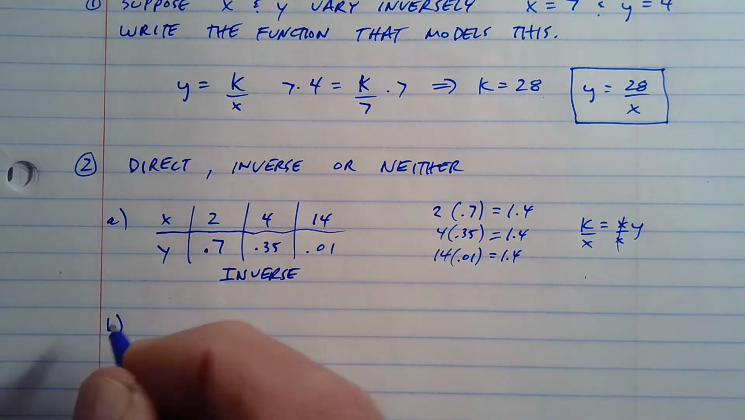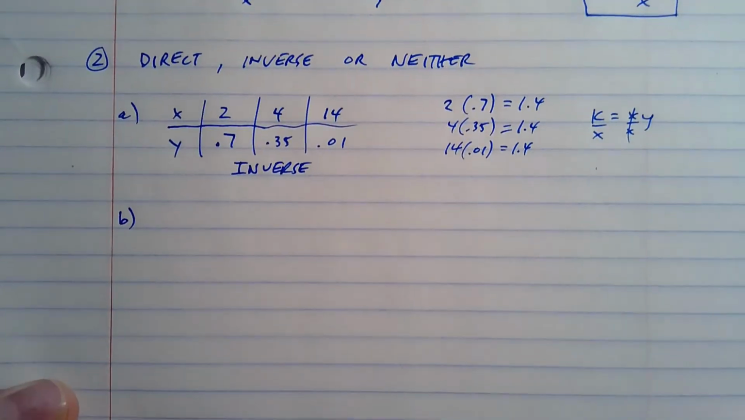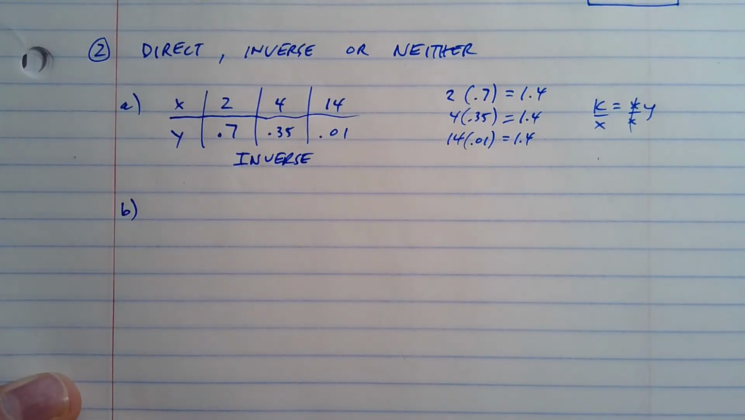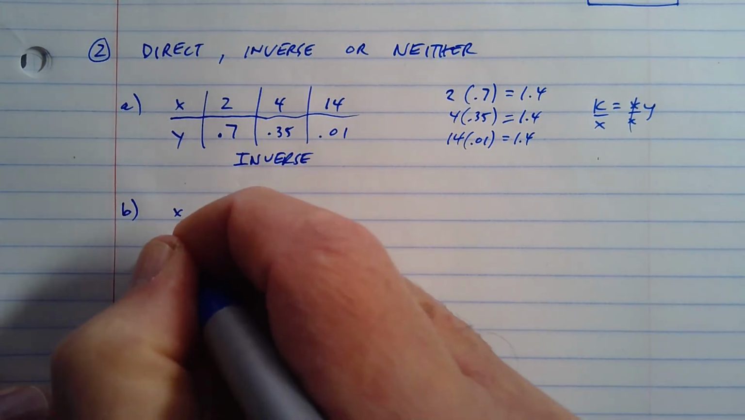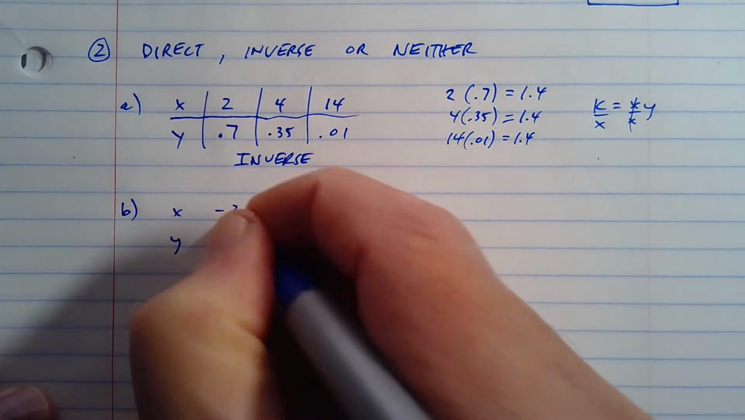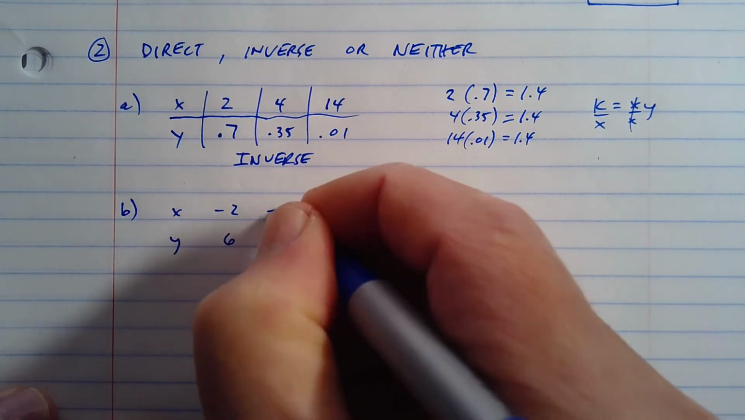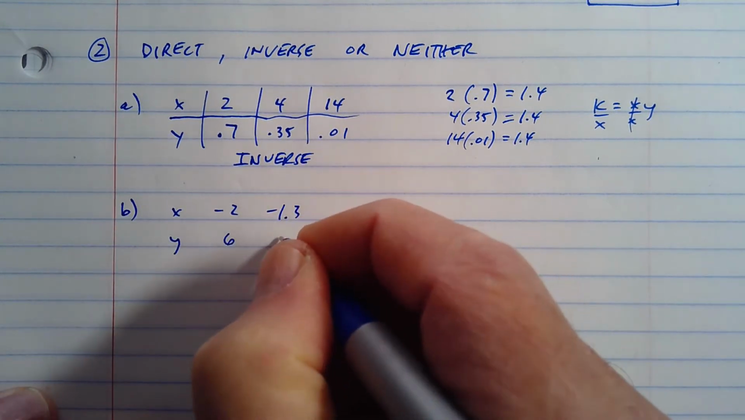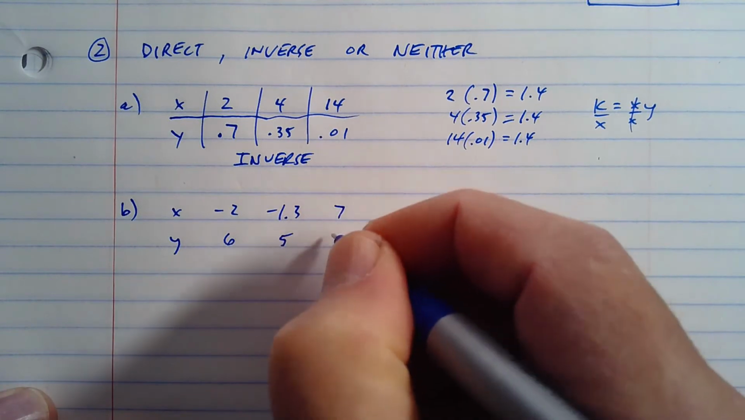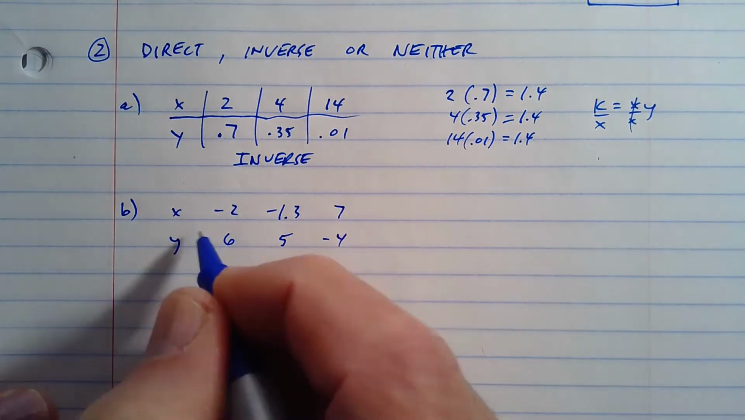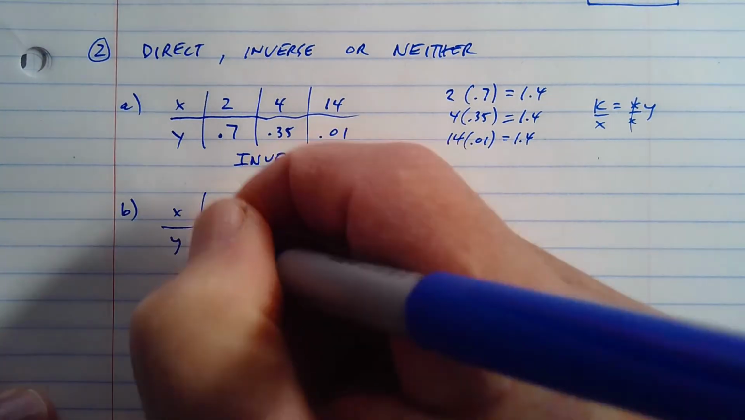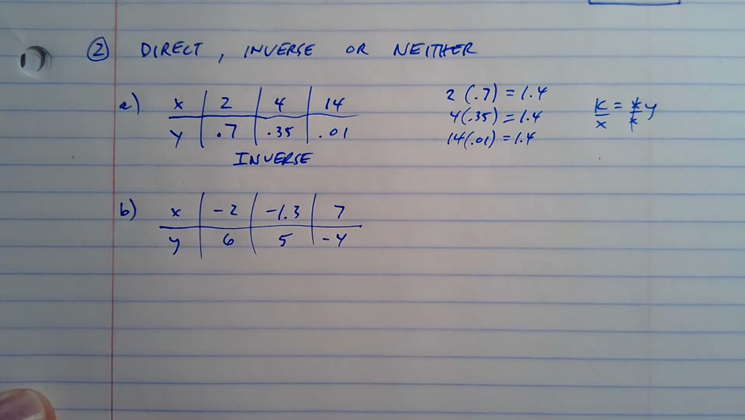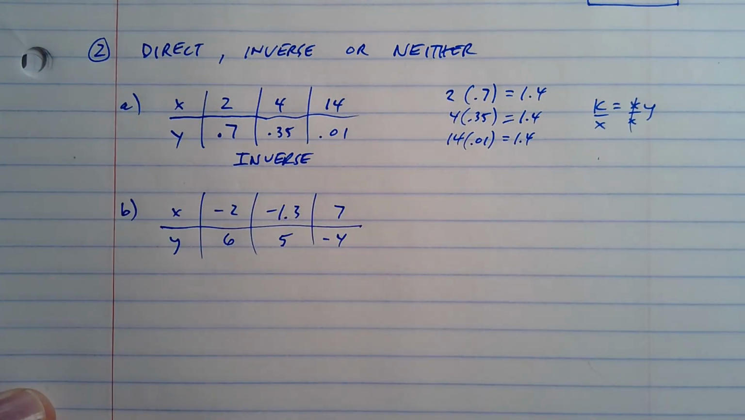All right, second one here. Get this arrow out of the way. Now if I have x and y, what if this is negative 2 and a 6, negative 1.3 and a 5, and 7 and a negative 4? So there's my 3 ordered pairs for this one.